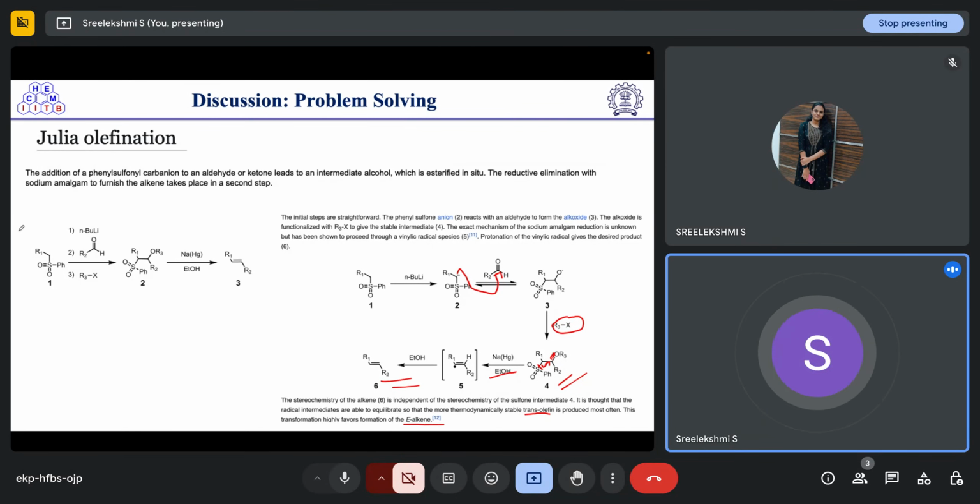Phenyl sulfones, upon treatment with a base, will generate the corresponding anion, which will add to the aldehydes, followed by esterification, and then reductive elimination will give this alkene. So that is Julia olefination. I'll give you 2 minutes to quickly go through this, then we will move on to the next reaction.